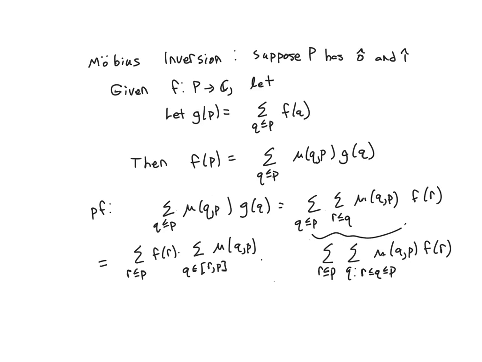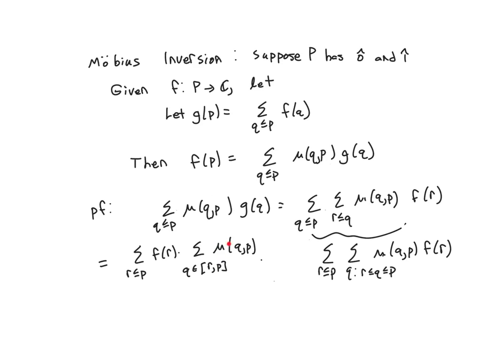But now we see f of r does not depend on this summation, so we can factor it out like so. And so now we have this summation over r less than or equal to p times this summation of Mobius function values. And then how do we finish the proof? Well, the definition of the Mobius function was as the multiplicative inverse of the zeta function.